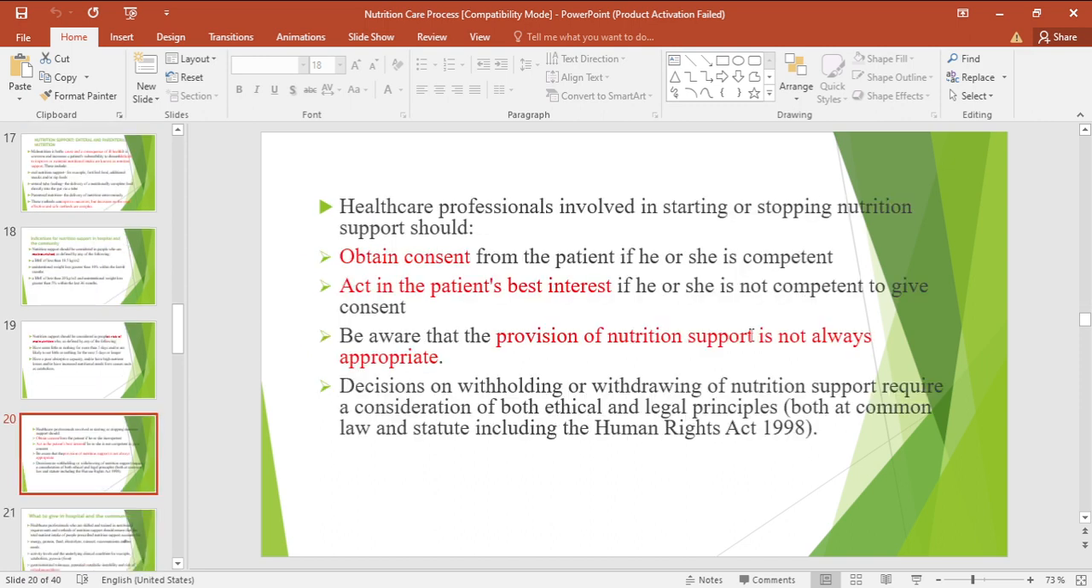The healthcare professionals involved in starting or stopping nutrition support should make sure they obtain consent from the patient if she is competent, or act in the patient's best interest if he or she is not competent to give consent. You also have to be aware that the provision of nutrition support is not always appropriate. The decisions on withholding or withdrawing nutrition support require a consideration of both ethical and legal principles, and these can be found in common law and the statutes, including the Human Rights Act of 1998.